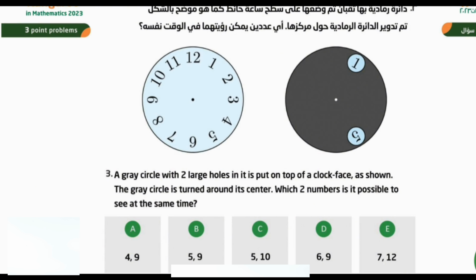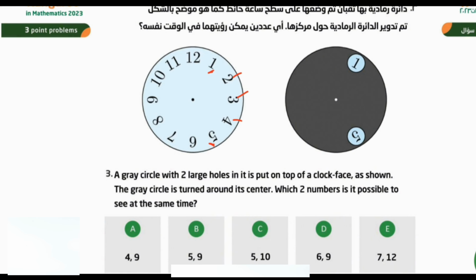In question number 3, a gray circle with two large holes in it is put on the top of a clock face as shown. The gray circle is turned around its center. Which two numbers is it possible to see at the same time? So let's check the two numbers shown here. We have 1 and 5. So how many numbers do we have in between? We have 1, 2, and 3. So between the visible two numbers, we should have 3 numbers in between.